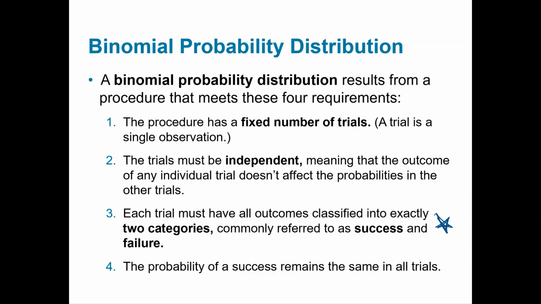And this is super important here. Success and failure, what we want and what we don't want. Instead of rolling a 1, 2, 3, 4, 5, 6, that's not binomial. Think of binomial as 2. It would be either rolling a 3 or not a 3, or rolling an odd or not an odd. So we're basically saying what we want versus what we don't want. And then the probability of success remains the same in all the trials.